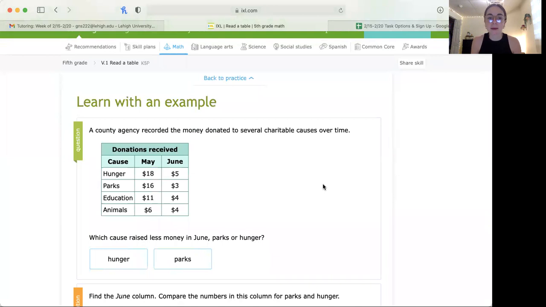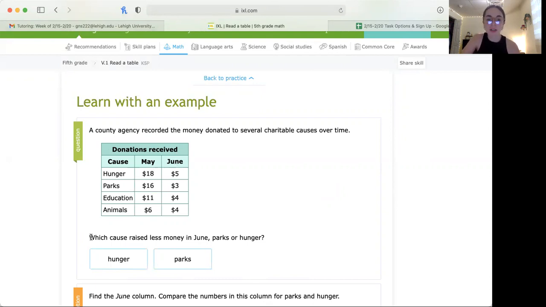So this example says, a county agency recorded the money donated to several charitable causes over time. So here is the table. There's 3 columns under this donations received. You have the cause, and then you have 2 different months that are recorded, May and June. So there's 4 different causes, and there's 2 months that we're looking at.